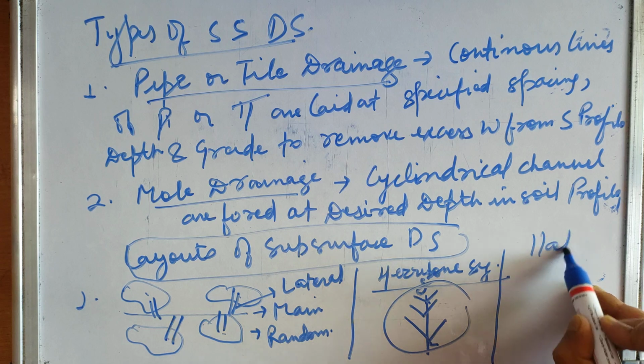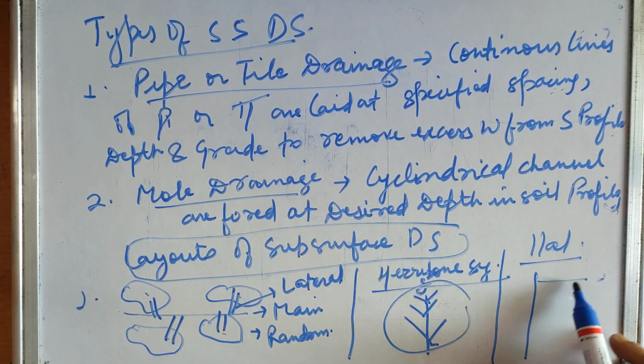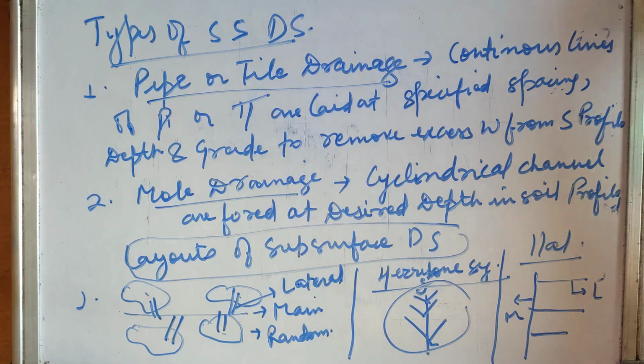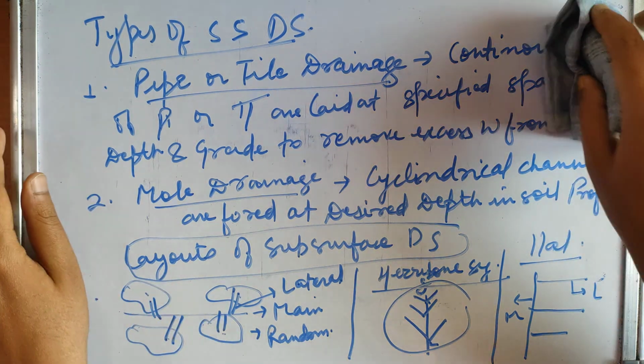Third is the parallel system. In the parallel system, this is the main line, and these ones are lateral lines. This is main and this is lateral, parallel to each other. So these are the layouts of subsurface drainage systems. Now moving on, what is biodrainage?